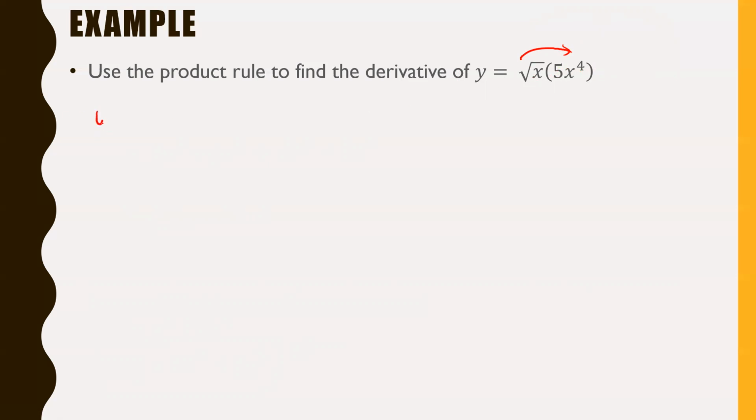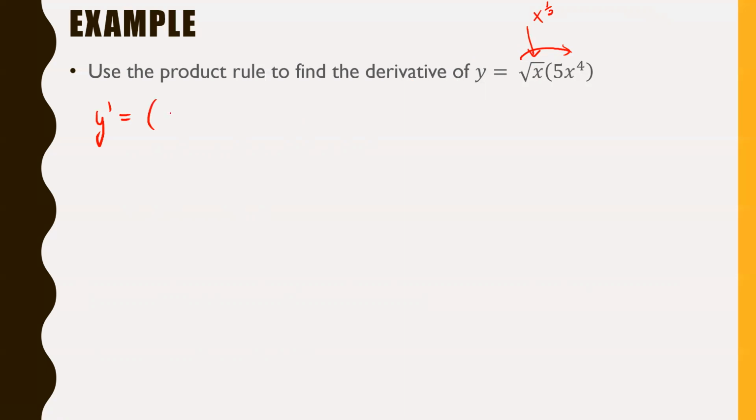The product rule is going to say that the derivative of y, so that would just be y prime, means the derivative of y, right, equals the derivative of the first piece. Now, this is what's kind of funny. The derivative of the square root of x can only be found if you think of the square root of x as x to the power of 1/2.